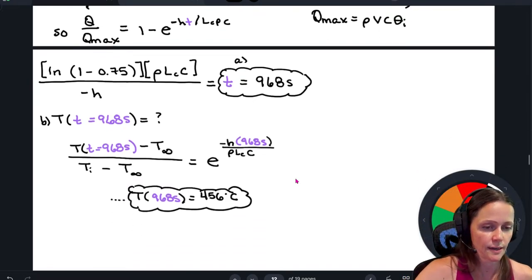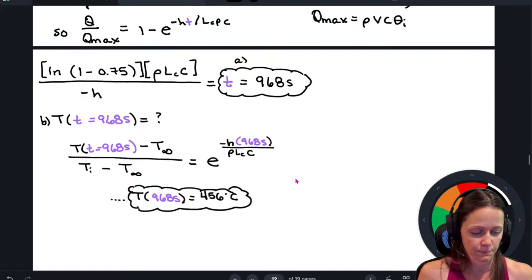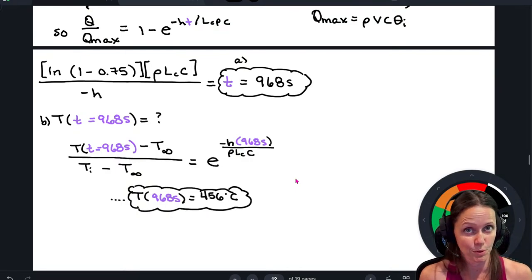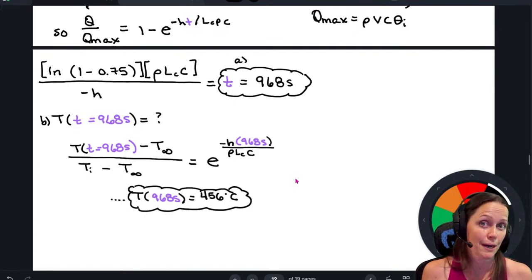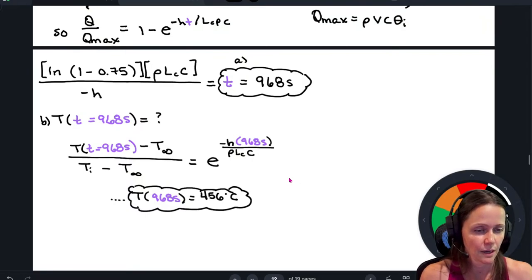So you'll notice that I haven't really converted any of my temperatures into Kelvin, and it's really not necessary because you're dealing with temperature differences, and the temperature difference in degrees Celsius or Kelvin is exactly the same. So you don't need to worry about that. If you find yourself raising a temperature to a power or multiplying by it, then you want to put it in Kelvin, but here it doesn't really matter.